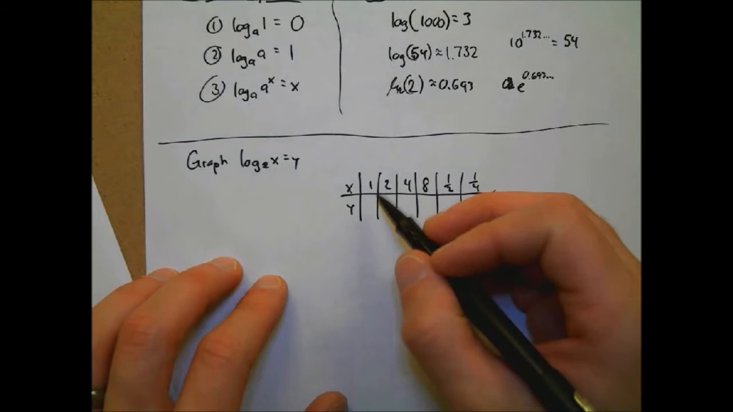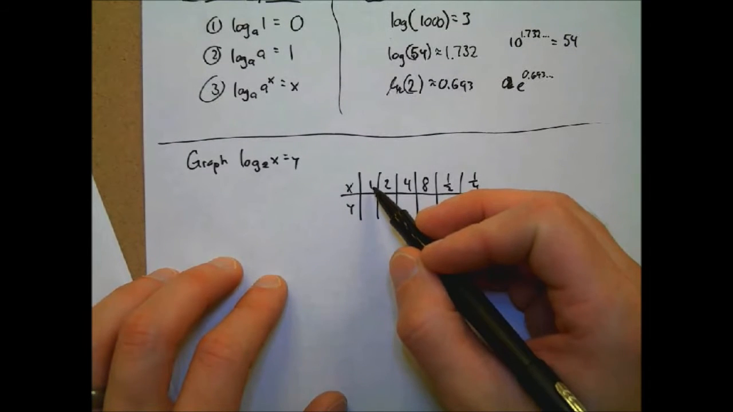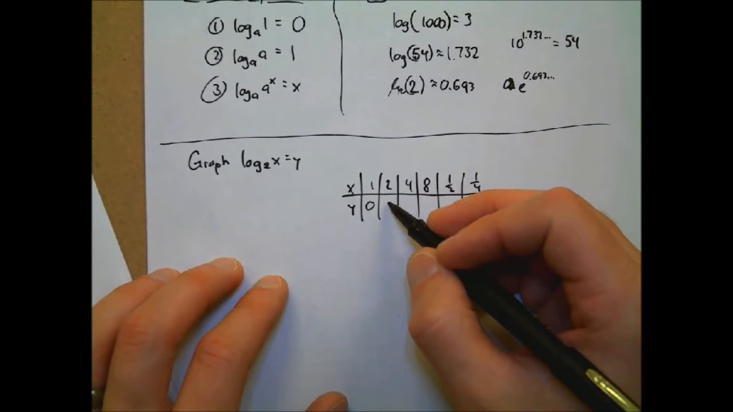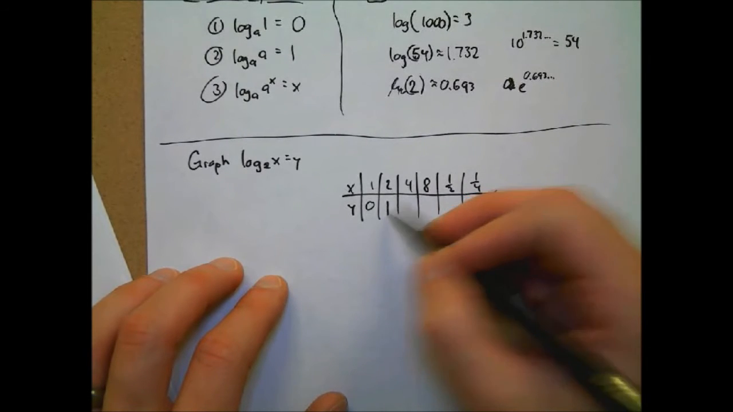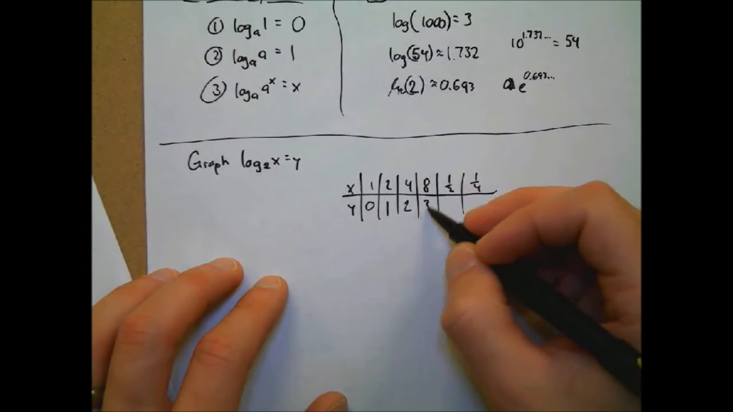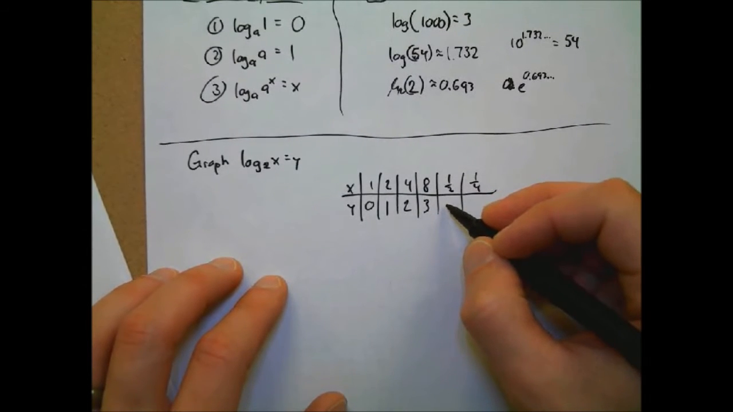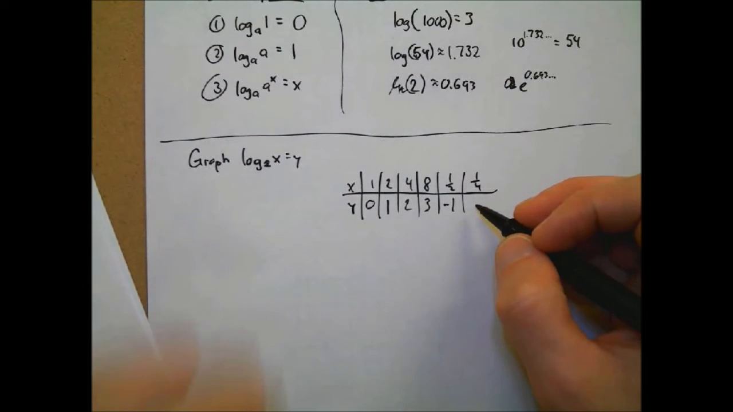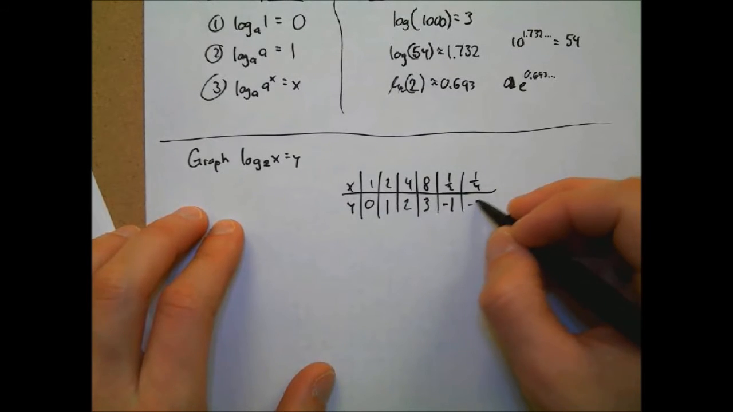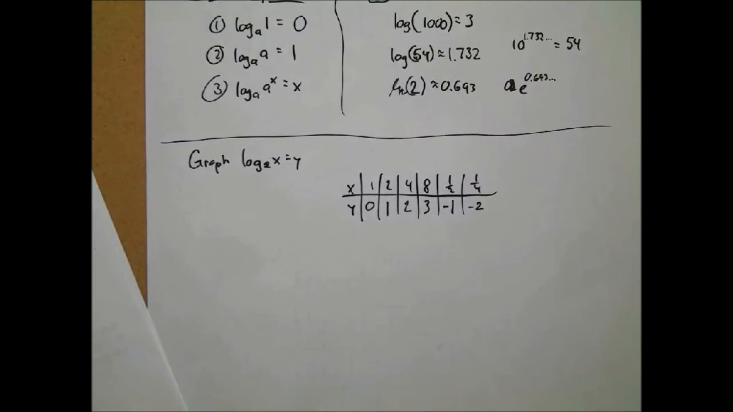So what is log base 2 of 1? 0. Log base 2 of 2? 1. Log base 2 of 4? 2. Log base 2 of 8? 3. Log base 2 of 1/2? -1, because 2 to the -1 is 1/2. And then 2 to what power gives us 1/4? -2. Okay? So, plot this here.